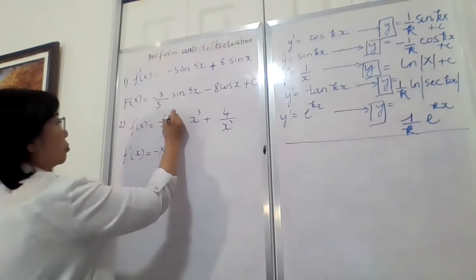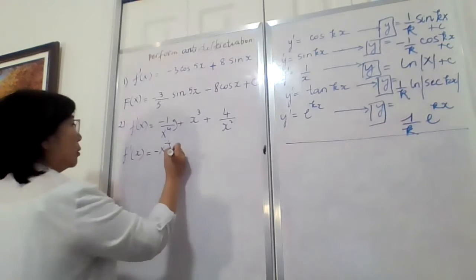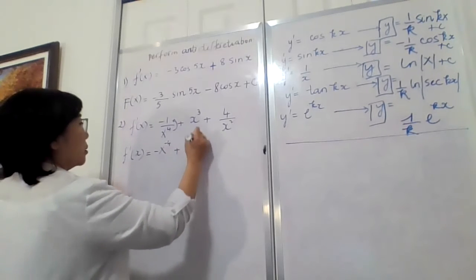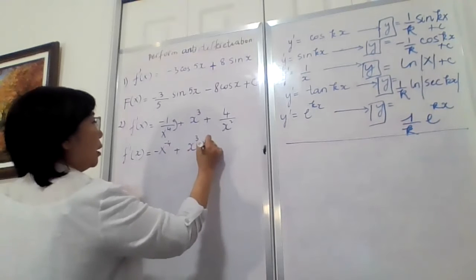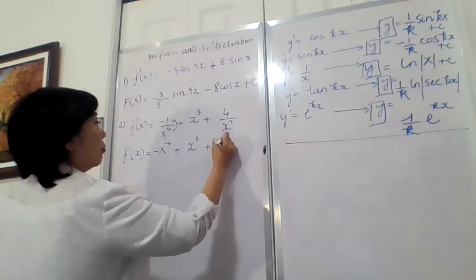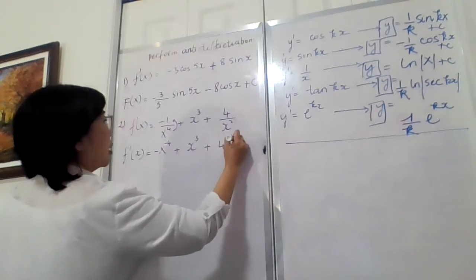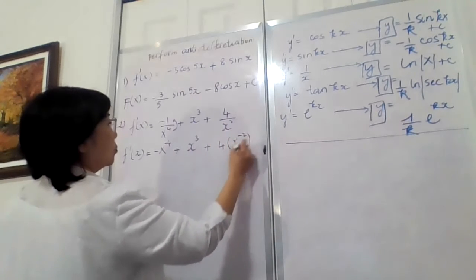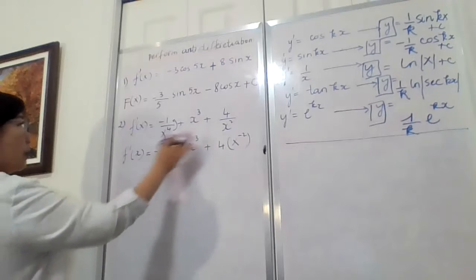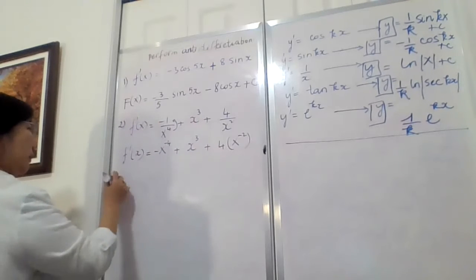Remember, when we bring this to the top, we have to change the positive power to negative power. Adding with x to the power 3, adding with 4 times x to the power minus 2. Okay, so now we rewrite it like this so that it's easy for us to do the antiderivative.